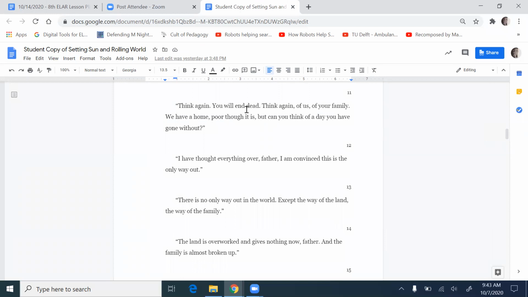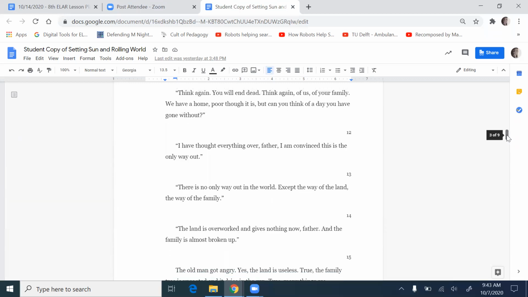From thoughts to short words, short sentences. Think again. You will end dead. Think again of us, of your family. We have a home, poor though it is, but can you think of a day you have gone without? I have thought everything over, Father. I am convinced this is the only way out. There is no only way out in the world except the way of the land, the way of the family. The land is overworked and gives nothing now, Father, and the family is almost broken up.